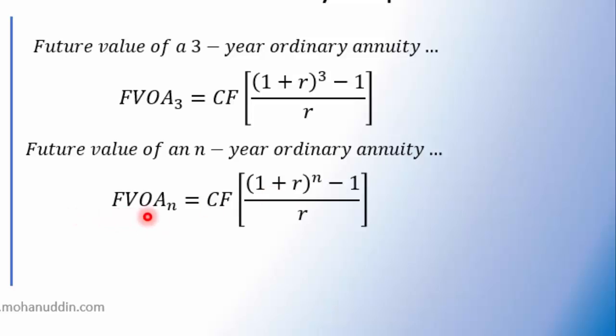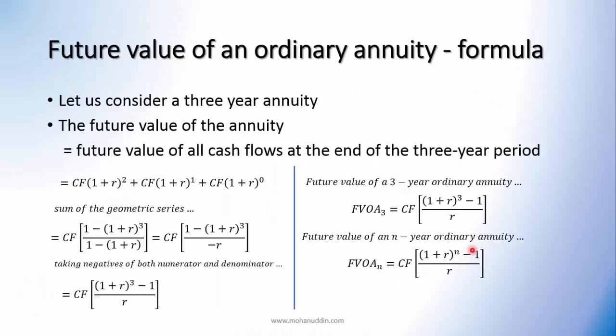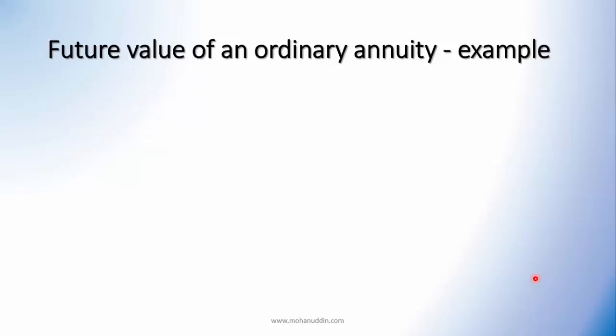So the future value of an ordinary annuity for n years is equal to the equal cash flow times 1 plus r to the power n, that means 1 plus discount rate or interest rate, whatever you say, to the power number of years, minus 1, divided by r, the discount rate. So we can use this expression as the formula for the future value of an ordinary annuity. I will try to show you an example of applying this formula.